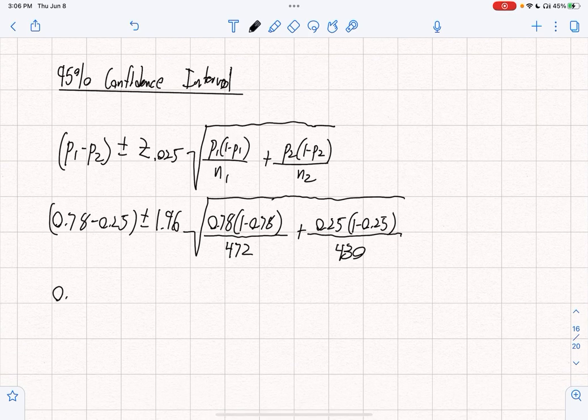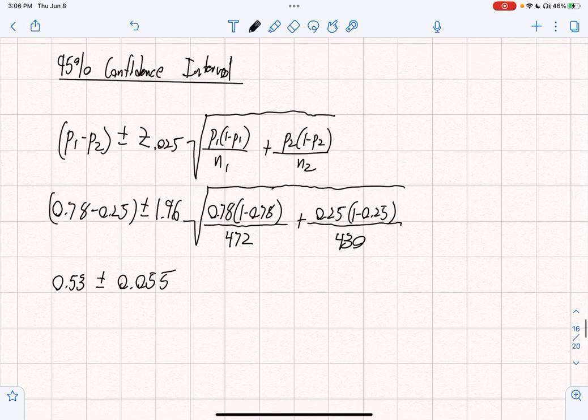So I get 0.53 plus or minus 0.055, which gives me 0.475 to 0.585. So we're 95% confident that the true difference in proportions is between 0.475 and 0.585, with the Democrat proportion being larger than the Republican proportion.